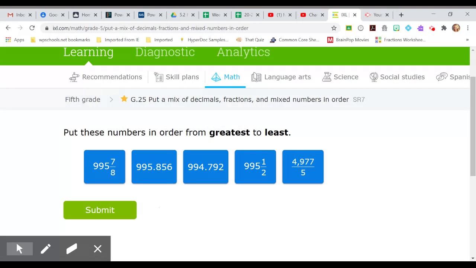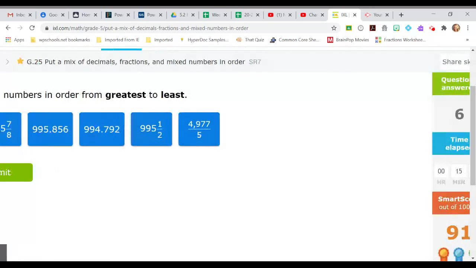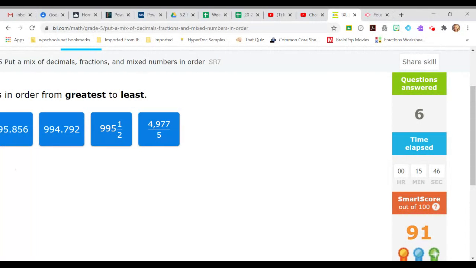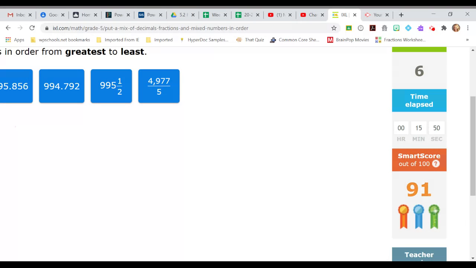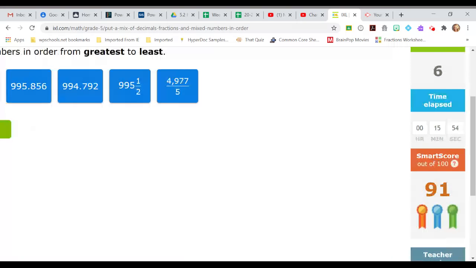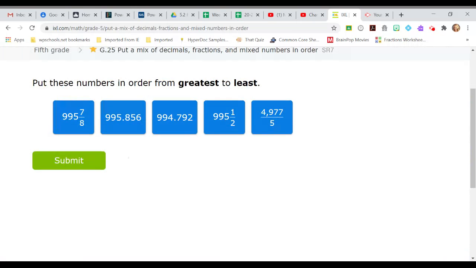Oh, gosh. Okay, here's a hard one. I'm in the challenge zone? Okay, so you know how I say your SMART score should be a 90? This is part of the reason why I allow you to go ahead and stop at 90. Okay. This one is a little crazy.